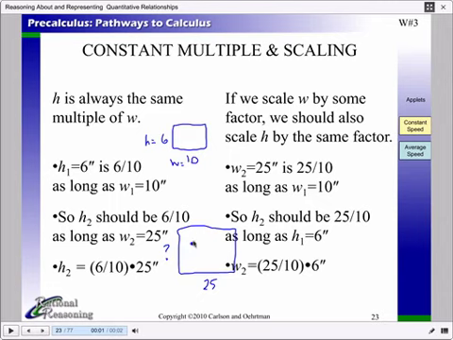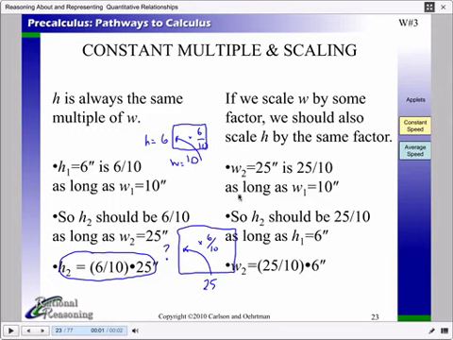So constant multiple says this. What do I need to multiply the width by to get the height in any photo? 6/10. That's the constant multiple. So to get the height on this one, I'm going to take 25 and multiply by 6/10. That's exactly what this is saying here. It gives you 15, correct? Is that good so far?